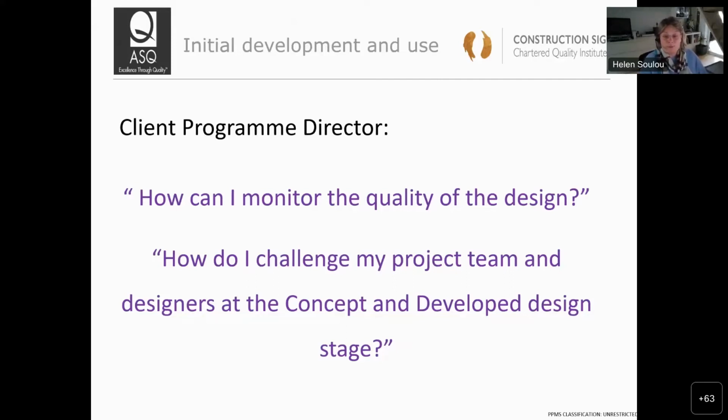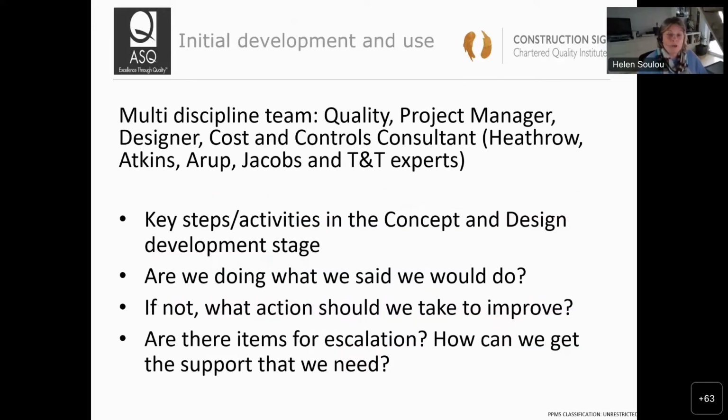So as a good quality professional, I organized some multidiscipline workshops and invited people from the project team to think about this problem and give a solution. So we had people from quality, clearly. I was involved directly. We had the project managers, and we have members from our design teams. At that point, it was Atkins, Arup, and Jacobs that were the program designers at Heathrow, and also our cost and controls consultant, which was Turner and Townsend at that point.